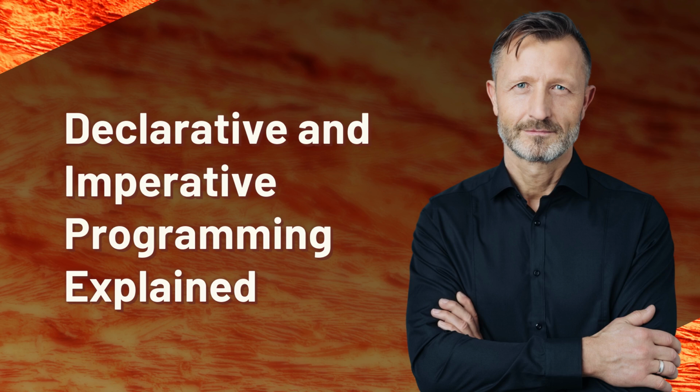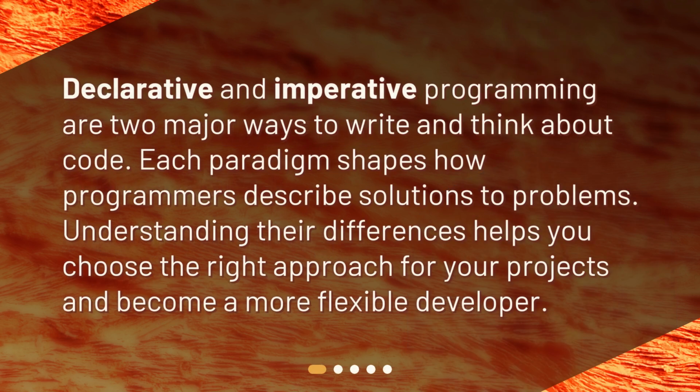Declarative and imperative programming explained. Declarative and imperative programming are two major ways to write and think about code. Each paradigm shapes how programmers describe solutions to problems. Understanding their differences helps you choose the right approach for your projects and become a more flexible developer.